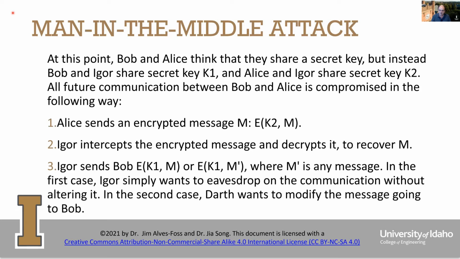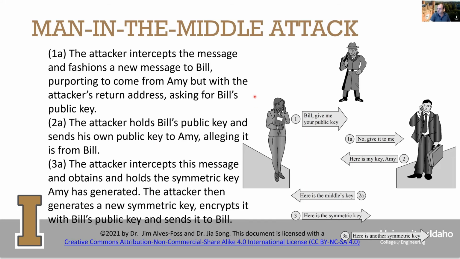In the second case, Igor wants to modify the message. So, Igor could send the original message from Alice or could send a modified message. Bob's not going to know the difference. Bob receives this secretly because it was using this encryption of this K1, this secret key that Bob had agreed to with Igor on this exchange here.